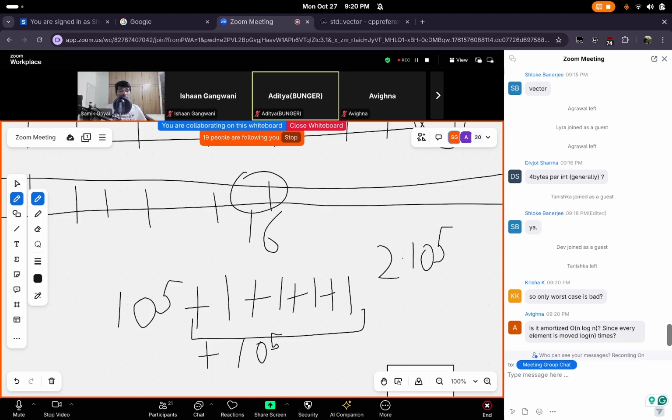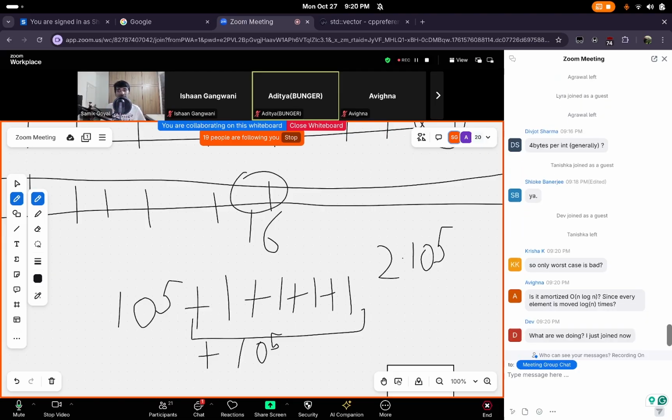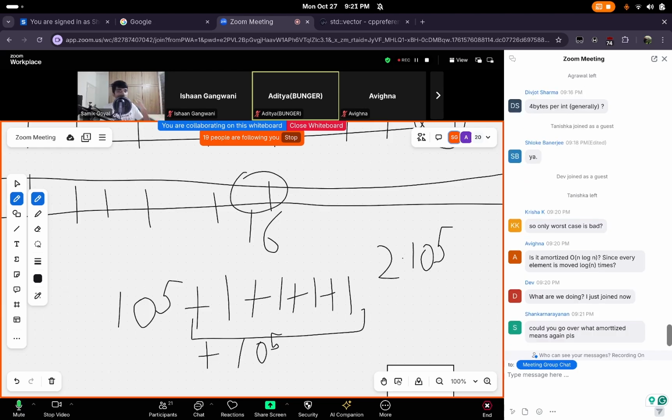Is it amortized O of n log n? No, not really. Not every element will be moved log n times. Only the elements that were at the very start of the vector. Plus, we are covering vectors. Plus, what you'll usually see is that whenever we are creating vectors in C++, we'll just tell the vector how much memory we want to begin with.